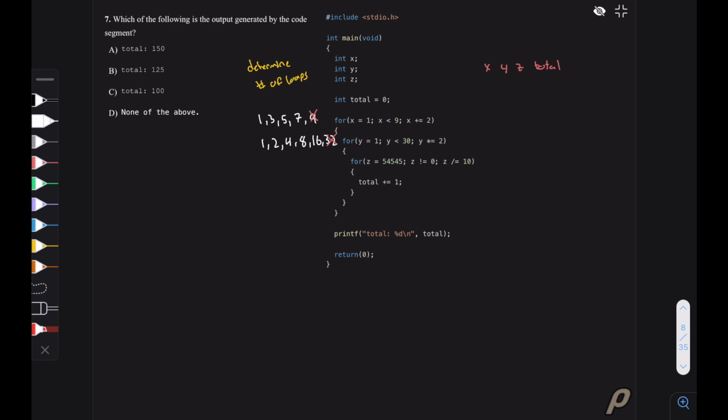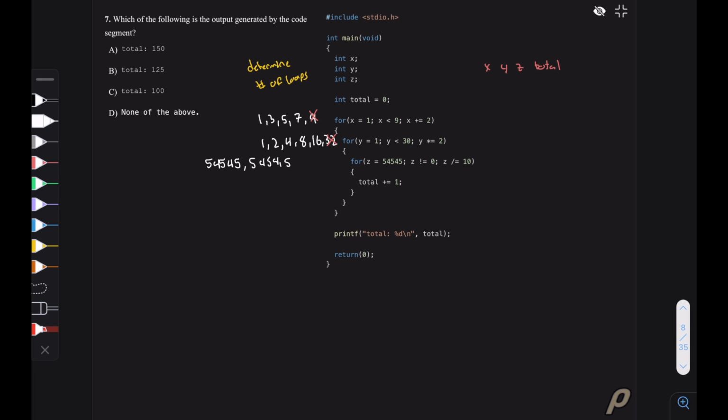And then the innermost loop, we start with this very large number. We get 5, 4, 5, 4, 5. Then we divide by 10 to get 5, 4, 5, 4. I'm going to move this over.